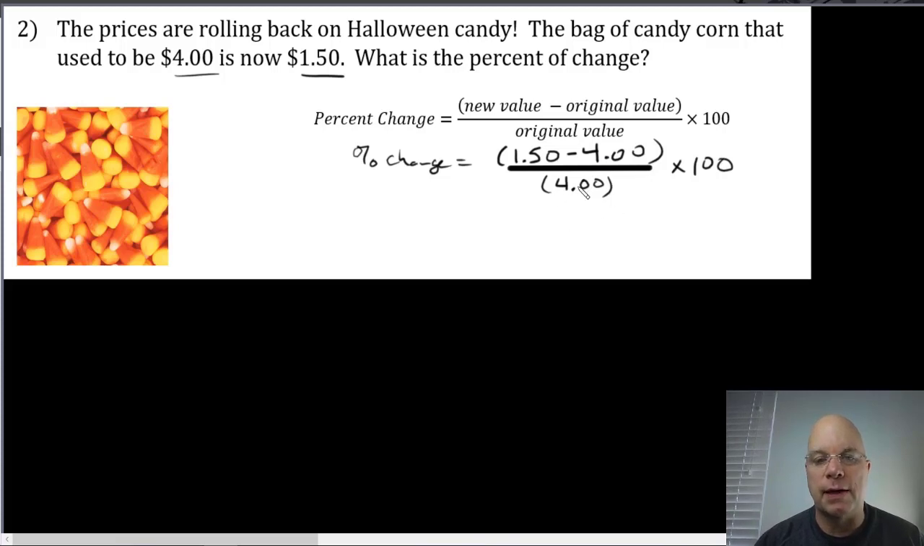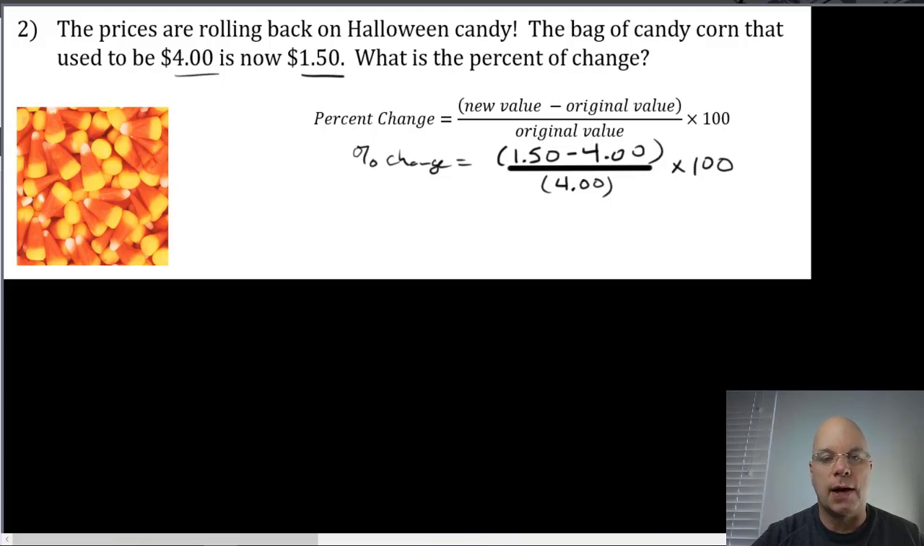We'll evaluate that later, but you may notice that if you do $1.50 minus $4, you're going to get a negative result. And the reason for that is by doing it that way, we'll end up getting a negative percent change, which indicates that it's a decrease. It's a price decrease, so it's a percent change in the negative direction.